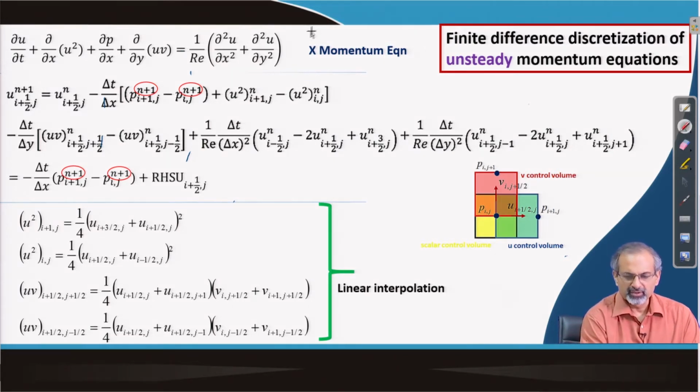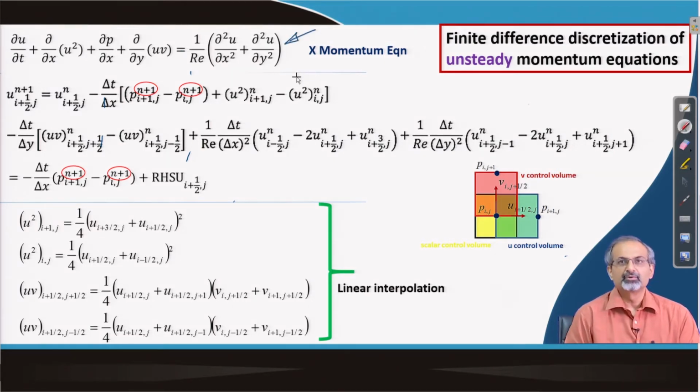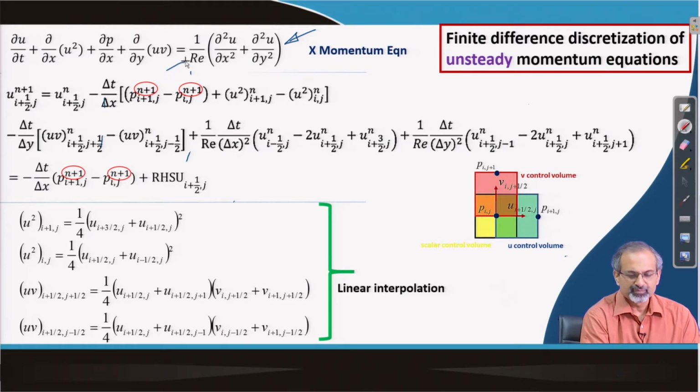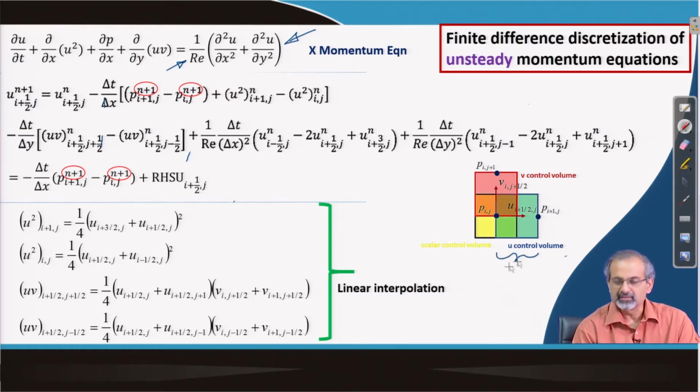On top you have the x momentum equation in unsteady form, and then it is of course non dimensionalized, that is why you have Reynolds number coming up on the right hand side. And then comes the issue of discretizing this equation. So, we have to remember that we have to discretize this equation in the U control volume.